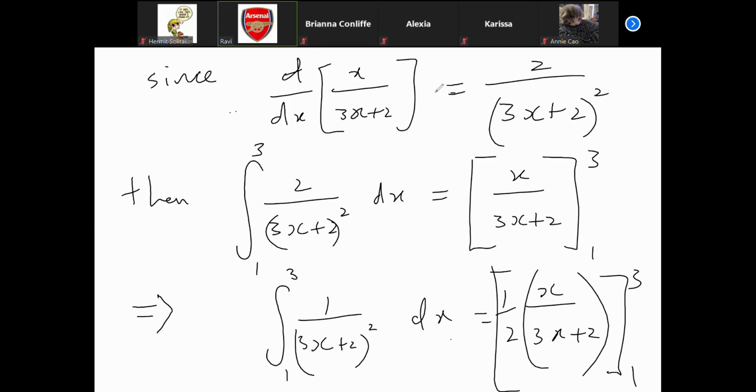Since the differential of this is this, I divide both sides by 3. We divide the integral by 3 and then take the integral from 1 to 3. We're going to pop in the limits on the top and bottom: when I plug in 1, I get 1 over root of 1 plus 3, root of 4.